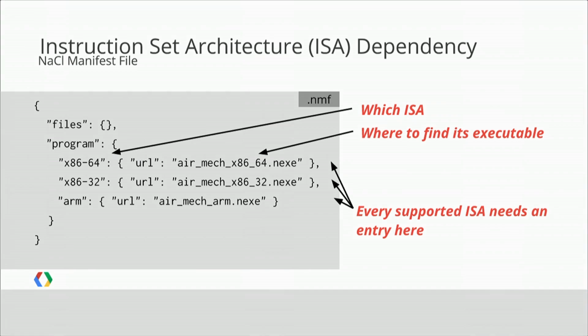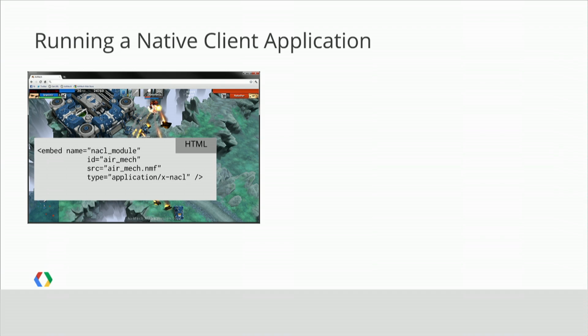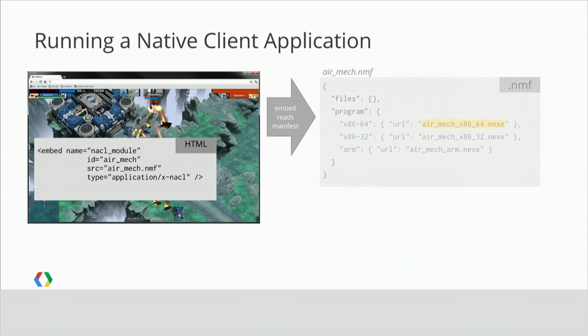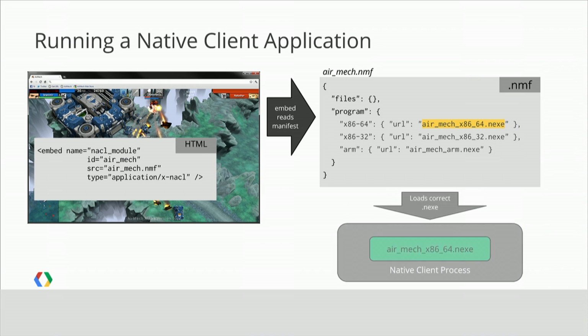So back to the user. When the user points the browser at a native client-enabled web page, the browser sees that embed tag and says, native client, I'll need to do something with that. It'll load the manifest and say, I'm running on an x86-64, so I need to find my resource in this particular location. Once it's found that Naci, then it loads the Naci and puts it in something we call the native client process. The native client process is a key part of the whole security story that we've built with the native client system.